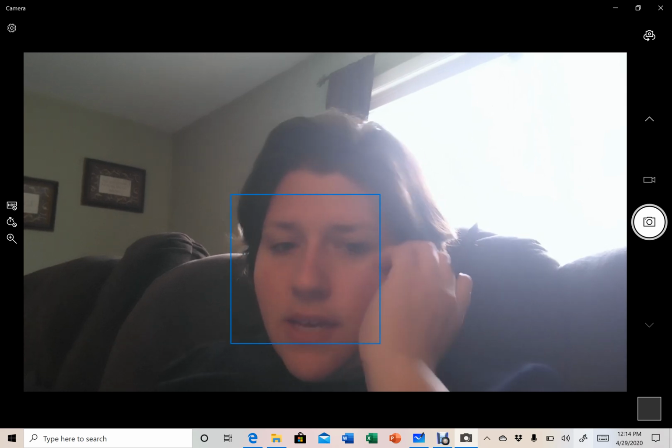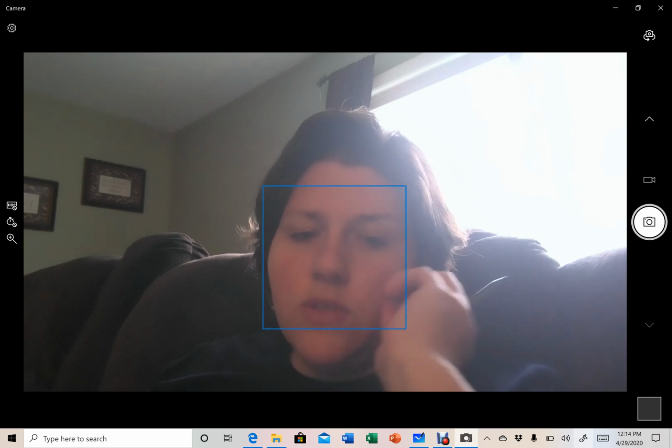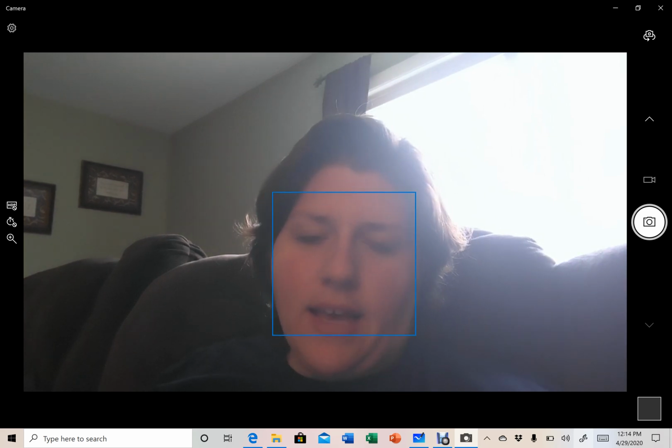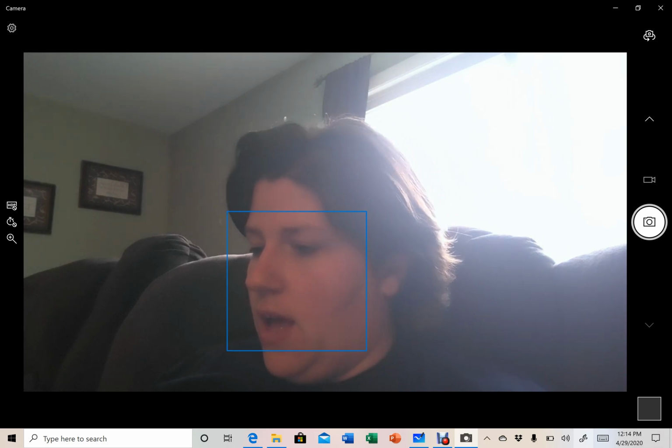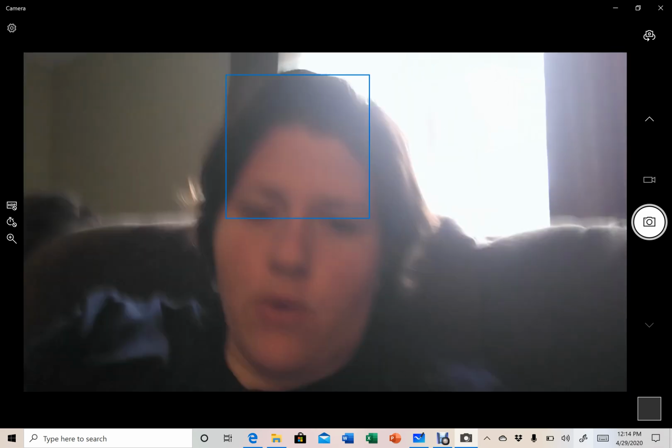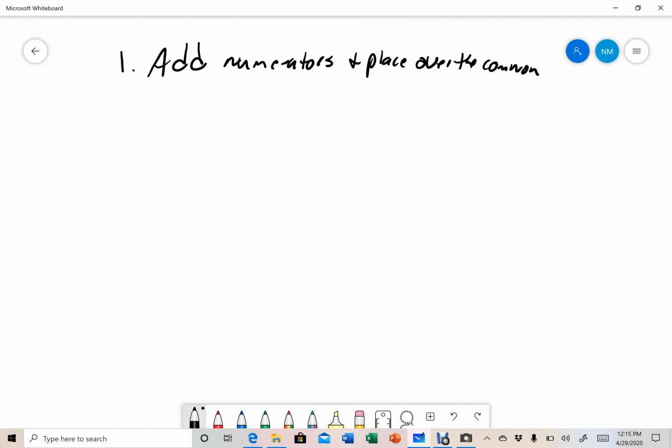These are very basic, basically the same rules as we have for adding and subtracting regular fractions. Let's look at our rules here. Our rules for adding rational expressions with a common denominator. We're going to start with adding. Number one, the first step is to add the numerators and place over the common denominator.